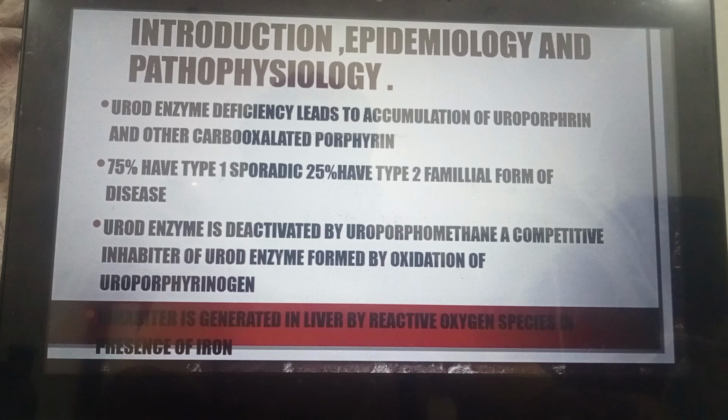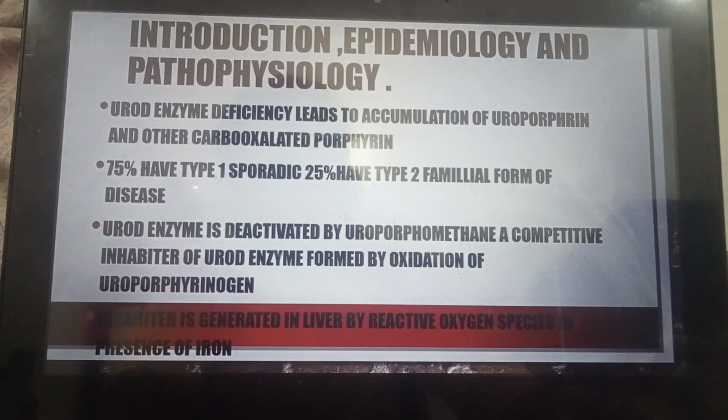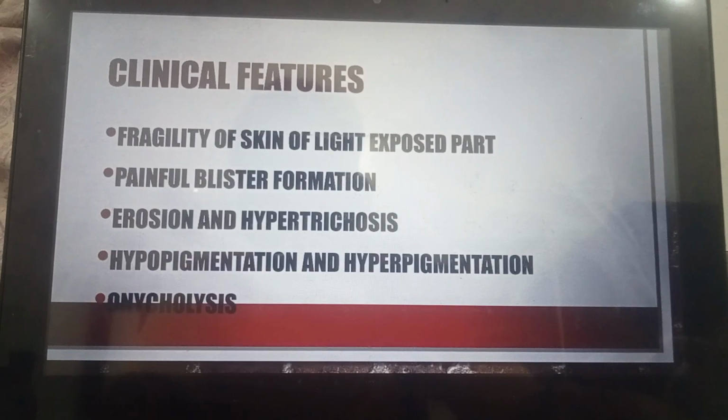Urod enzyme is deactivated by uroporphomethene, a competitive inhibitor of urod enzyme formed by oxidation of uroporphyrinogen. The inhibitor is generated by the liver by reactive oxygen species in the presence of iron.